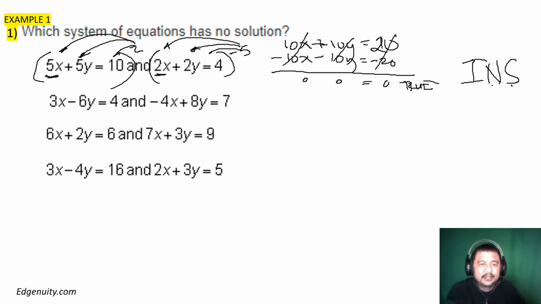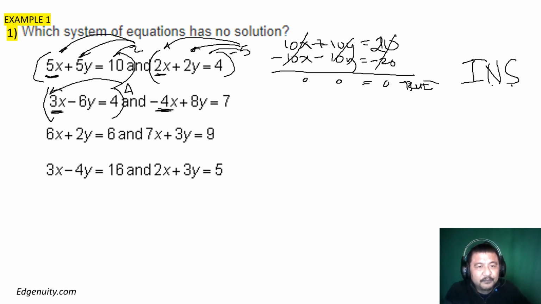Okay, so not that. Let's try the second one. All right, I see a 3 and a 4. Where will 3 and 4 meet? 3, 6, 9, 12, 4, 8, 12. So they will meet at 12. Okay, I want to make you a 12. Okay, to make 3 a 12, I will multiply by what? By 4.